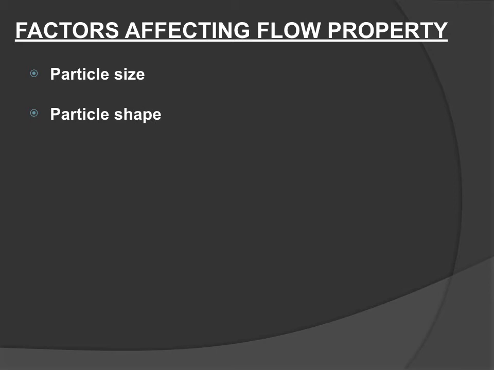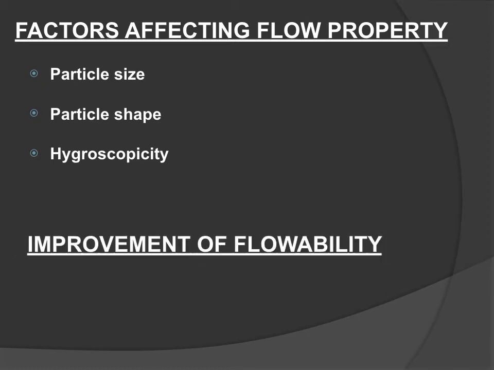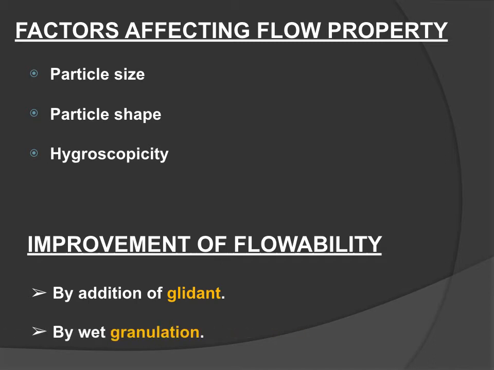The second factor is the particle shape. As we mentioned before, the spherical shape is better. If it is spherical, it will run faster and have better flowability. The third factor, which we didn't mention in the first slide, is hygroscopicity, and we will explain what hygroscopicity is after one or two slides. How to improve flowability? We mentioned also in the first slide that we can add a glidant, like talc, stearate, or starch. The other way, based on the effect of size, is to increase particle size by granulation.